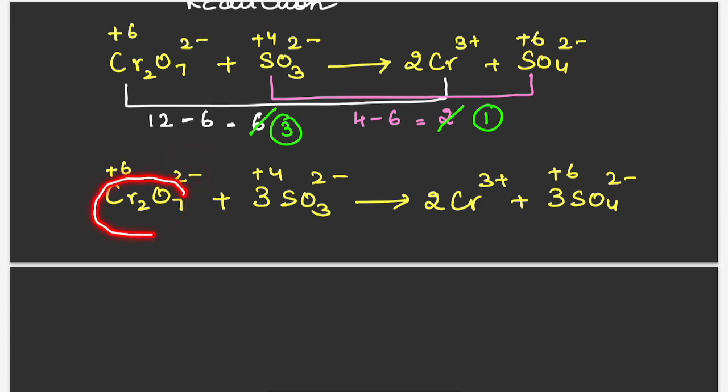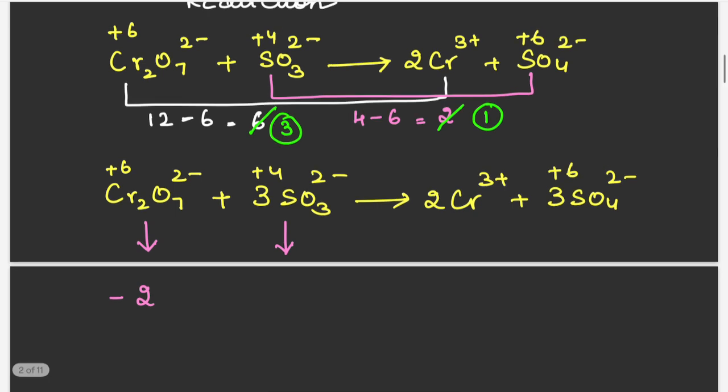So here on this entire ion, the charge present is minus 2. So I'll write that minus 2 on this entire ion. Same way here you check on the entire ion what is the charge present, SO3. So the charge present is minus 2. So multiply with this number 3 into minus 2. So 3 into minus 2 you will be getting minus 6.